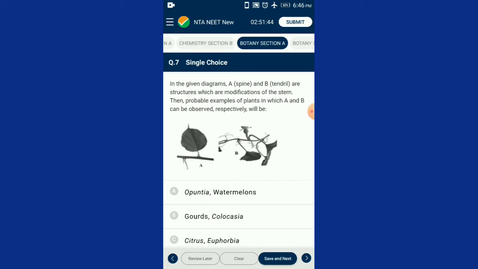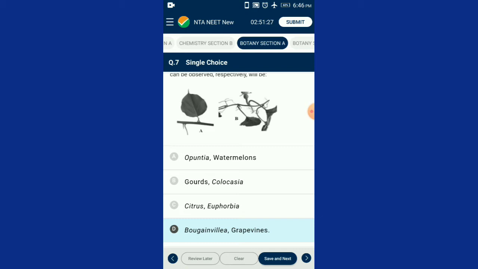Stem may develop chlorophyll and perform photosynthesis. Example, Opuntia, where the stem has flattened structures. Euphorbia, where the stem has fleshy cylindrical structures. Stem may help in spread and vegetative propagation. So in the given structures, A is represented by bougainvillea and B is grapevine.